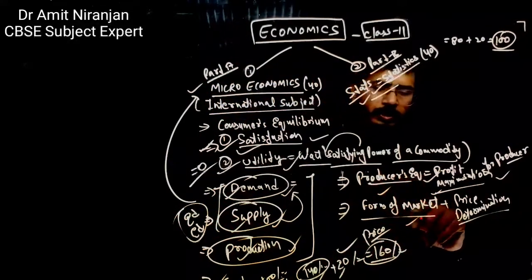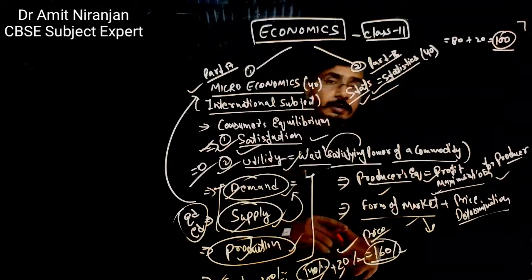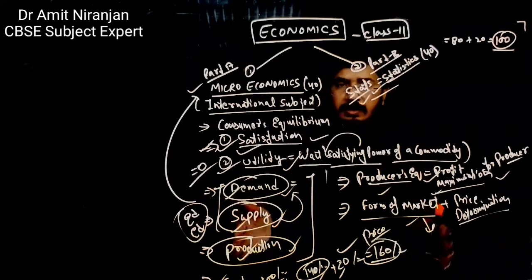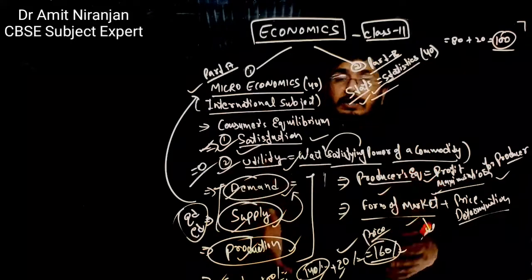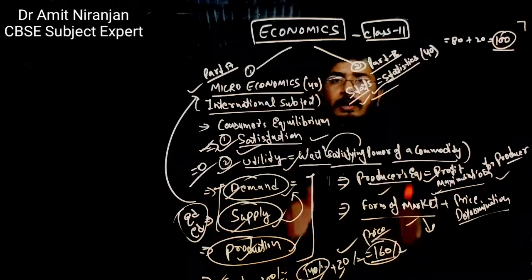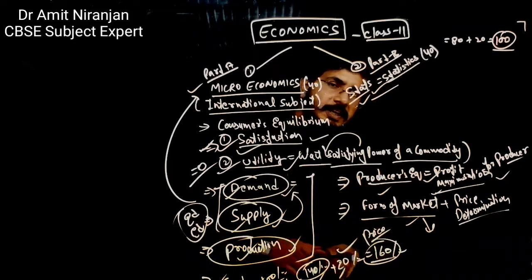Okay, so what is market? Market is all about where you are going to purchase the commodity. Market is a place where buyers and sellers come into close contact with each other for the purpose of sale and purchase of the commodity. Repeat, market is a place where buyers and sellers come into close contact with each other for the purpose of sale and purchase of the commodity, right? So how many types of market are there?